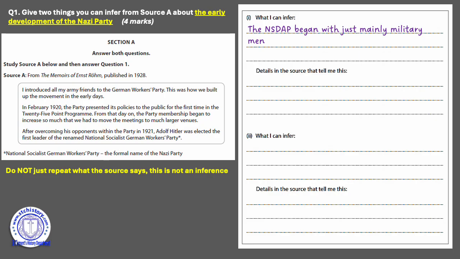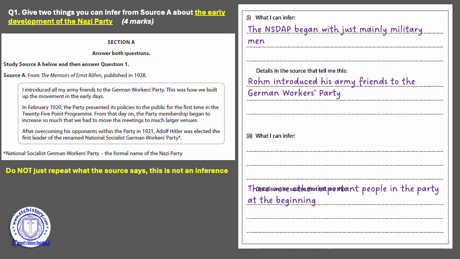Now can you see that that's not quite the same as the example I've just given you a minute ago, where it says an inference could be that I introduced all my army friends. What we're making the inference here is because Röhm is saying that he introduced his army friends to the German Workers' Party, that I am working out from that the NSDAP began with mainly military men. And I'm not paraphrasing straight from the source for that. That's a subtle one, but I think it is a fair inference to make.